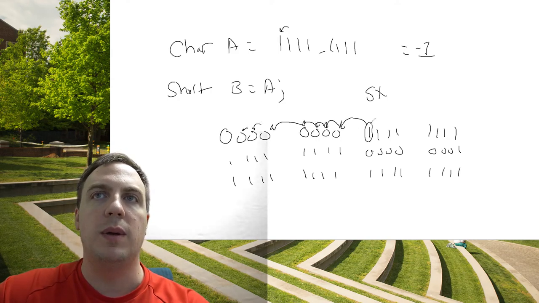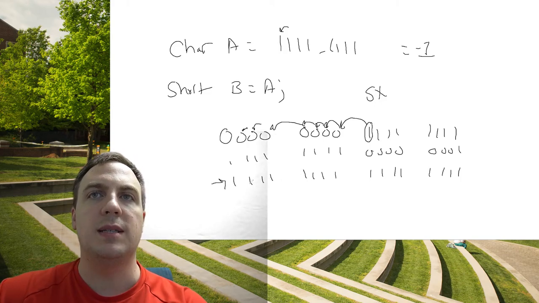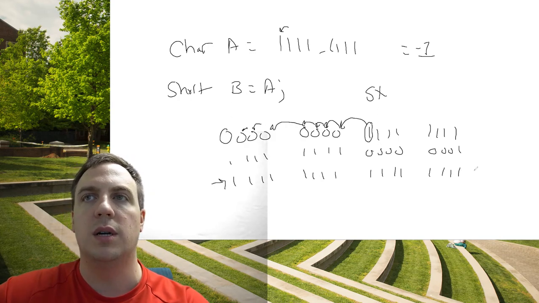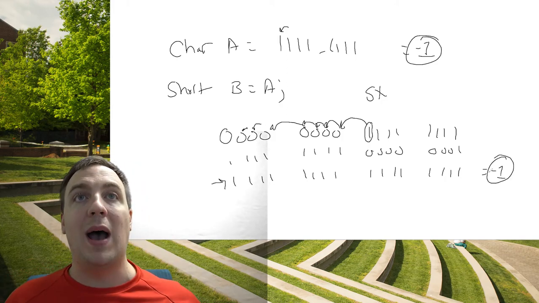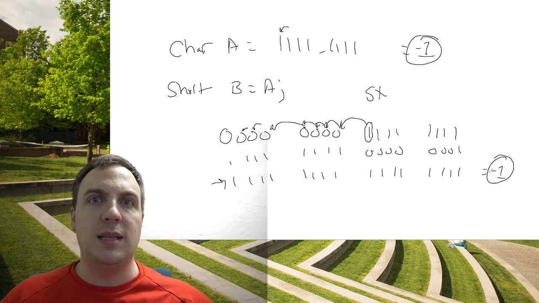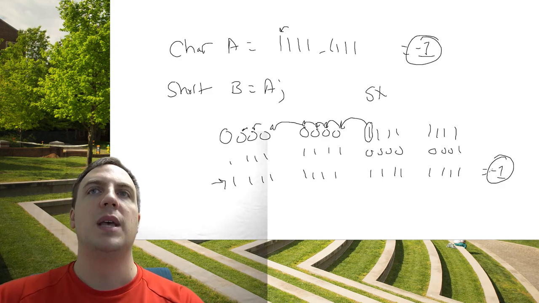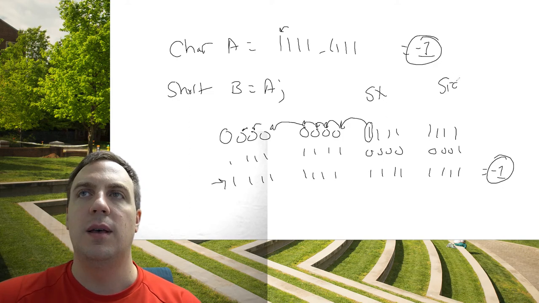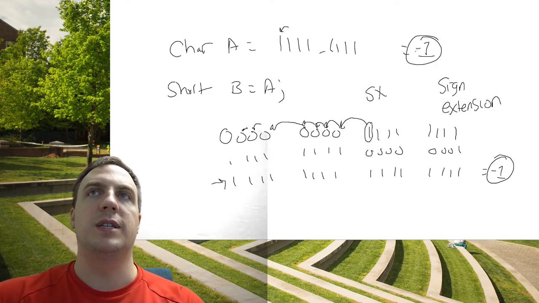So what does that look like? Well, we take the 1 and we replicate it, which will give us this value. If we flip all the bits, that would give us 0. So all 1s go to 0. Add 1, that gives us the value negative 1, just like this. So we actually don't change the value by widening it into a larger data size. And we don't want to. We just want to be able to store more bits, but we don't want to actually change the value. So that's what's called sign extension.